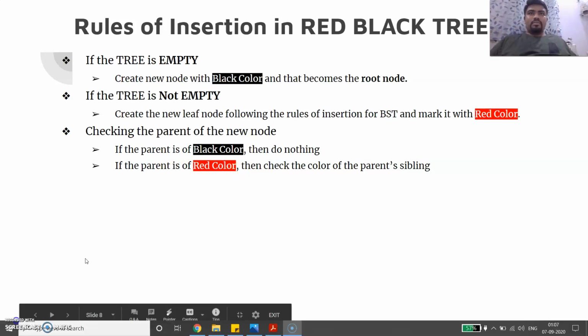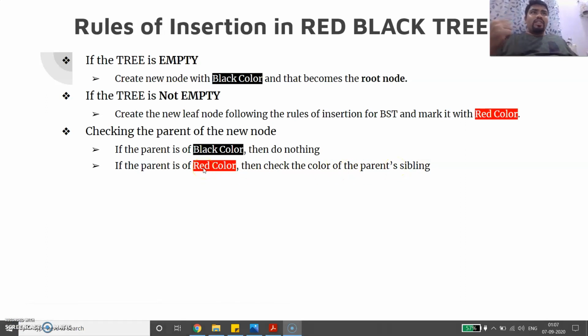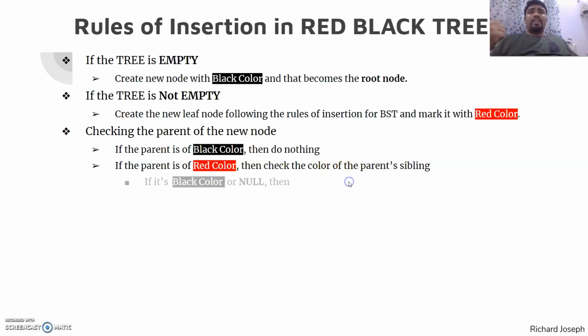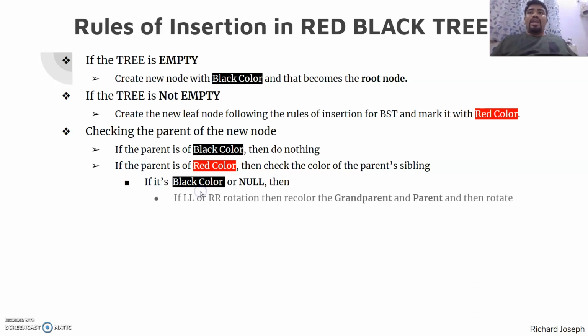So let's get started. So what do we check? We check the parent's sibling. Okay, that means when we are working with the parent and the parent is red, then we have to check the sibling of the parent. Now, the sibling of the parent could have a black color or there could be no sibling at all. So, if this is the case, that the parent has either a black sibling or a null sibling, in that case, we are going to perform rotations.